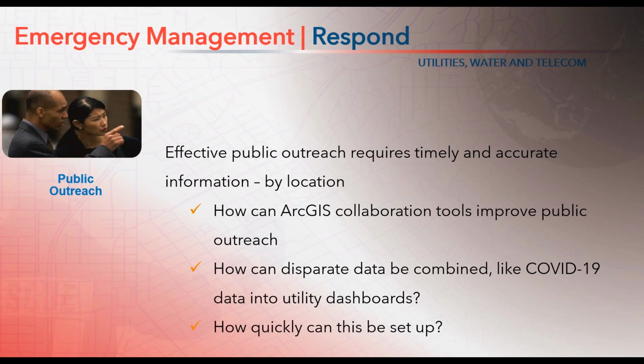Sometimes there's an attitude of utilities and telecoms that it's a waste of time to communicate. It will delay progress in fixing the problem. Not so. Communication from utilities and telecoms is critical during times of great stress. So thus, the third element during the response stage of emergency management is public outreach, communication. There are 3 questions to answer. How can ArcGIS collaboration tools improve public outreach? How can disparate data, like COVID-19 data, be combined into utility dashboards? And how quickly can this be set up?